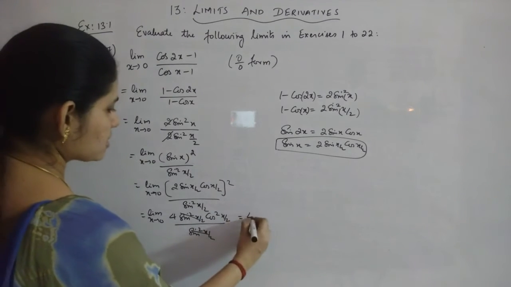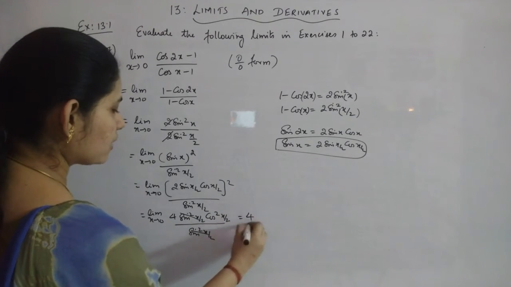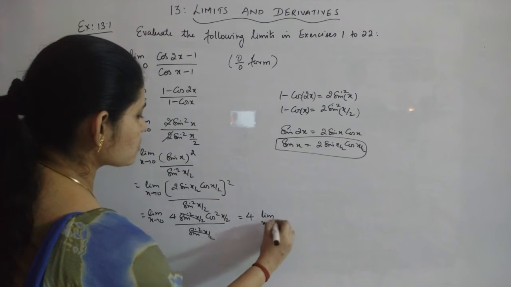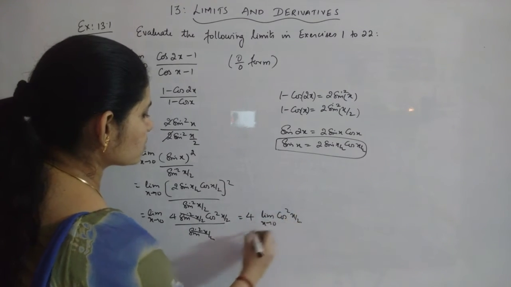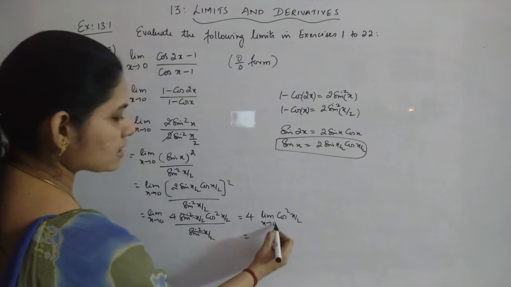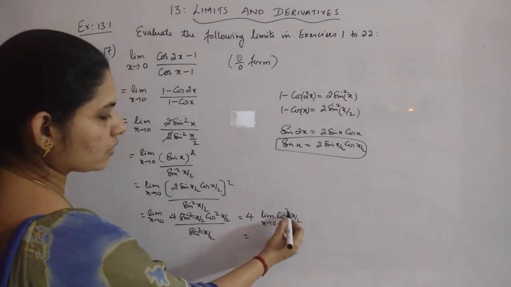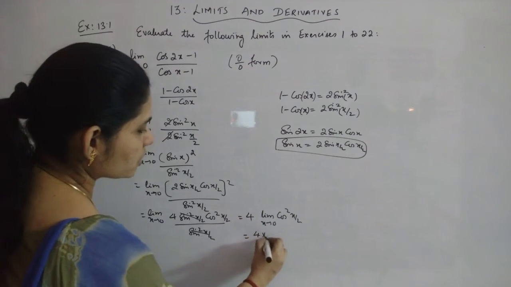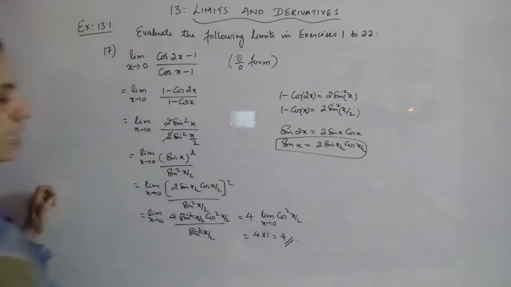The remaining part is the limit; 4 can be taken out because it is a constant. So 4 into the limit as x tends to 0 of cos squared x by 2. Now if I replace x with 0, I will get cos squared 0. Cos 0 is 1, so 1 squared is 1. So it is 4 into 1, which is 4. So the answer is 4.